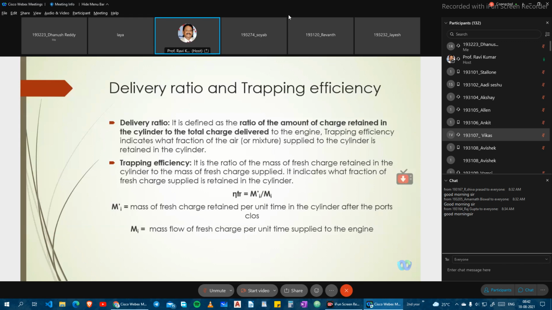Here, the first term is the mass of the fresh charge retained per unit time in the cylinder after the ports close, and the second is the mass flow of fresh charge per unit time supplied to the engine. That gives the trapping efficiency of the engine.